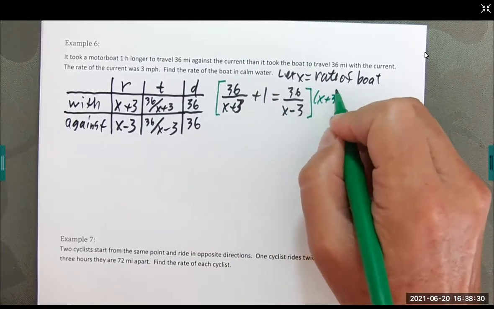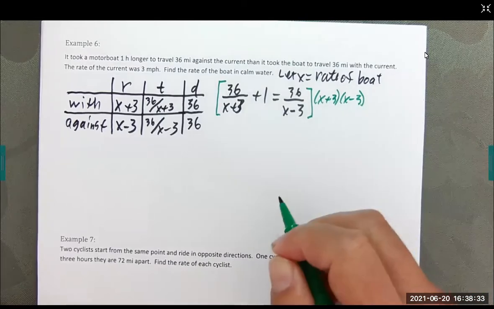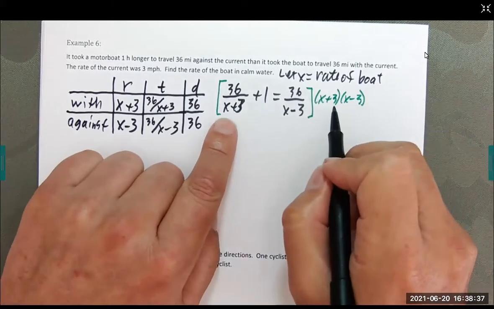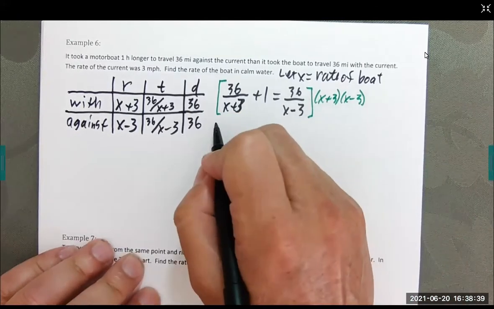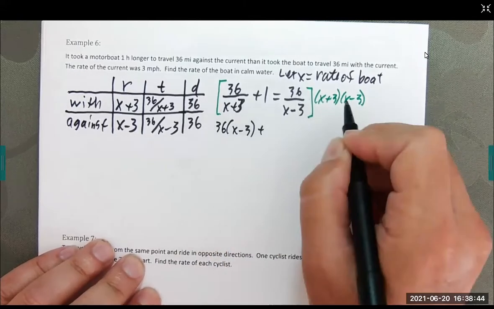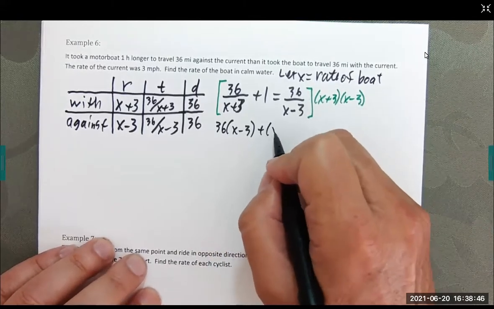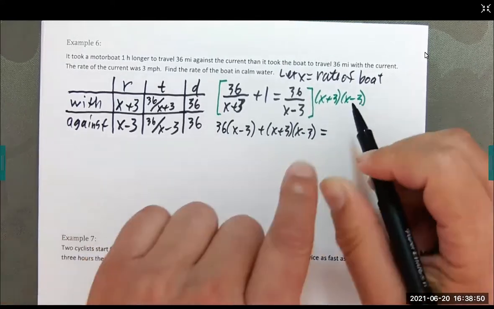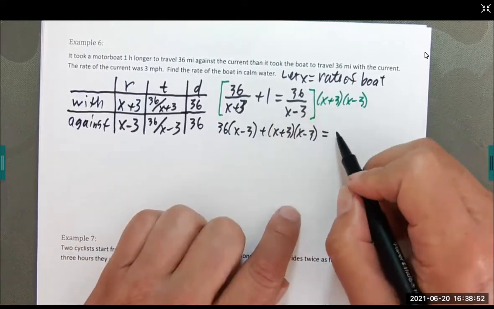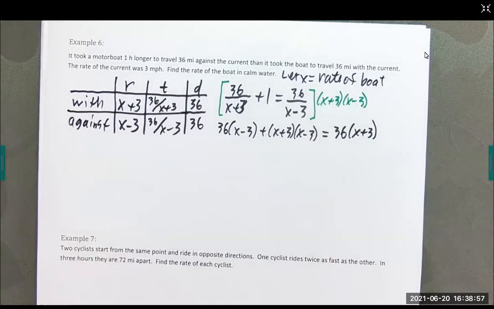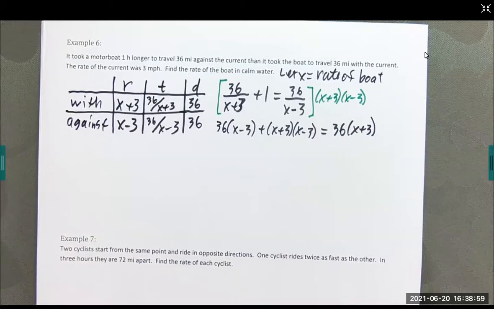All right, my LCD is x plus 3, x minus 3. And this is going to give us, when I multiply here, the x plus 3s are gone. I'm left with 36 times x minus 3, plus 1 times all of that, which is x plus 3, x minus 3. And here when I multiply, the x minus 3s reduce. There's our equation. Looks like we're going to end up with a quadratic, which is fine.